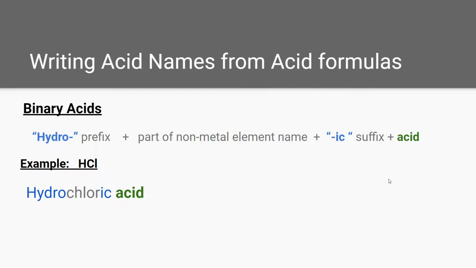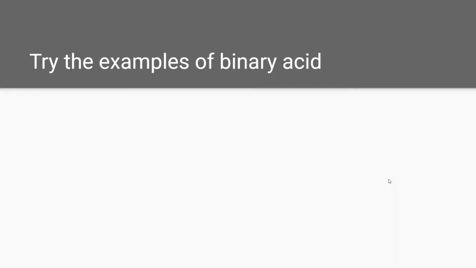So anytime you have a binary acid, it's hydro, some part of the nonmetal element name, followed by the suffix "ic", and then the word acid. So take a moment and try the examples for binary acids.